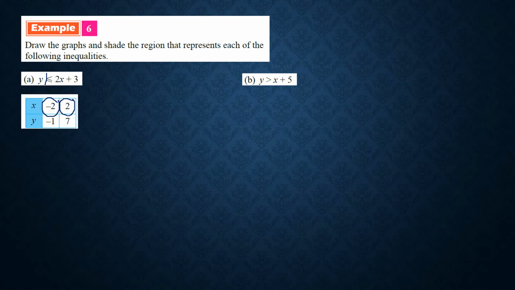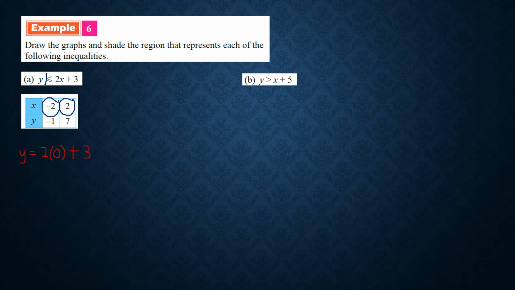If you want to use other coordinates, you can also. For example, if you want to use 0, that means 2 times 0 plus 3.